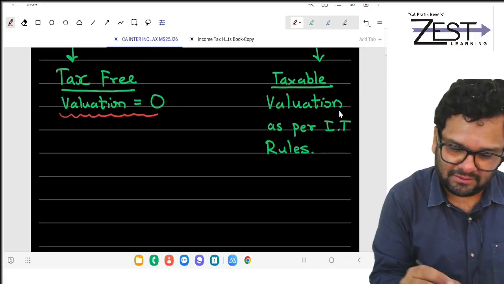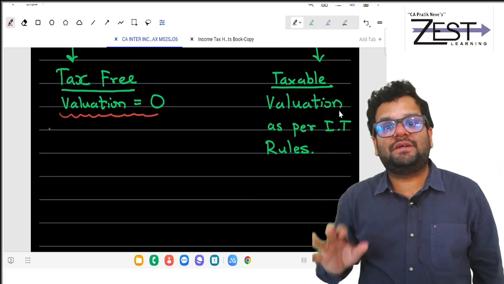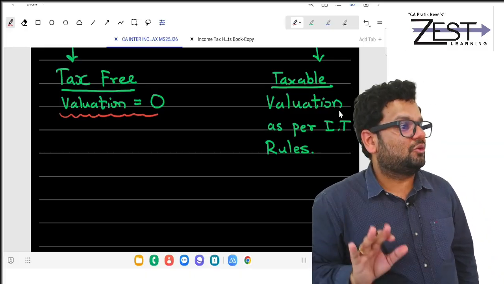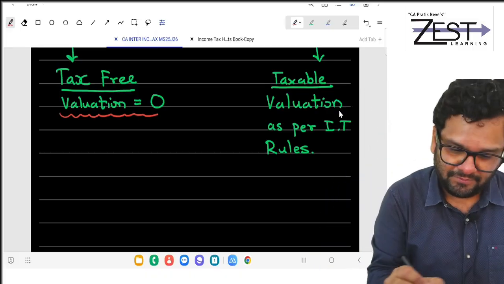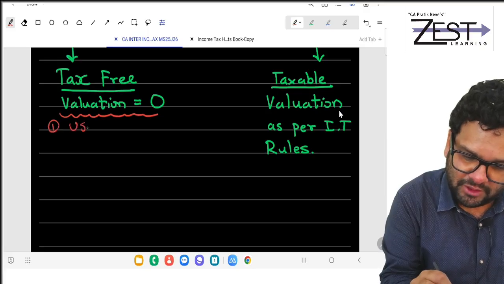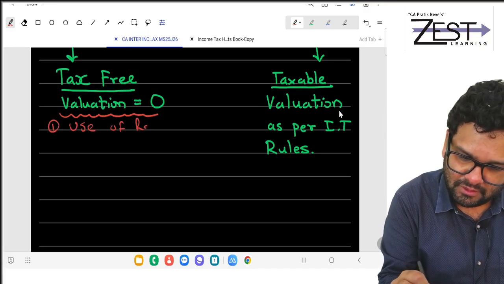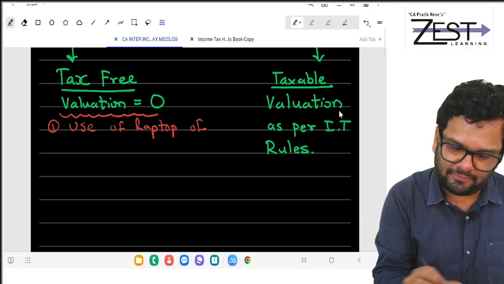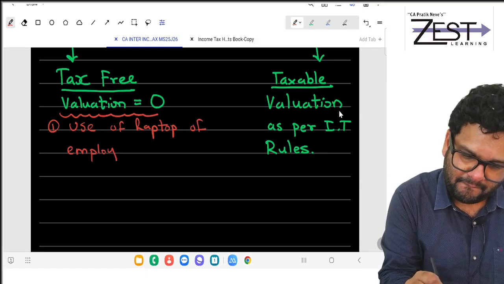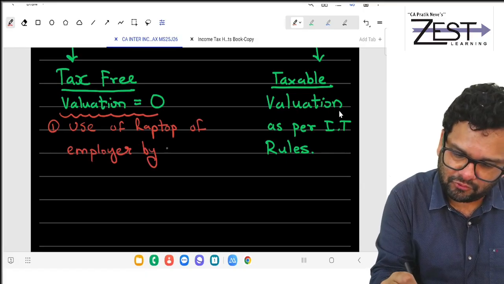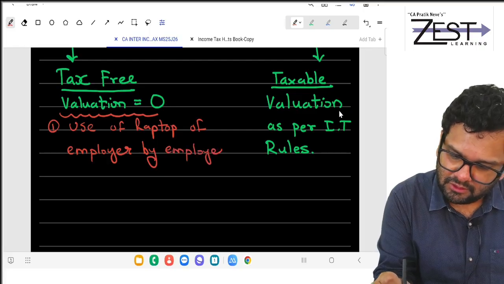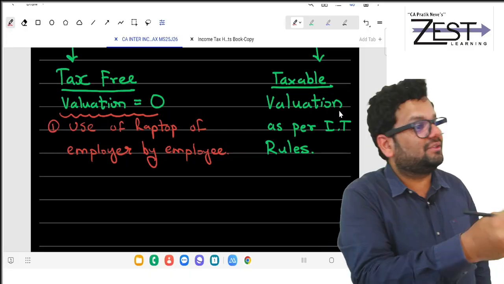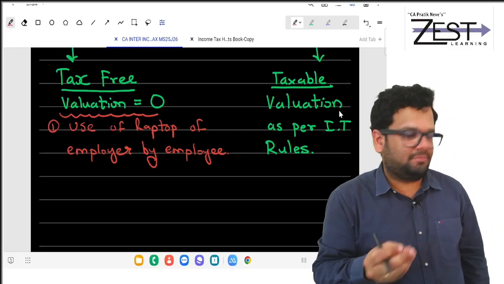Start. Let you be in 115 BSc or out of 115 BSc, it doesn't make a difference. Always it is 0 for the following purposes. First, use of laptop of employer by employee. Even if it is for 100% personal use, it is a tax-free perquisite.